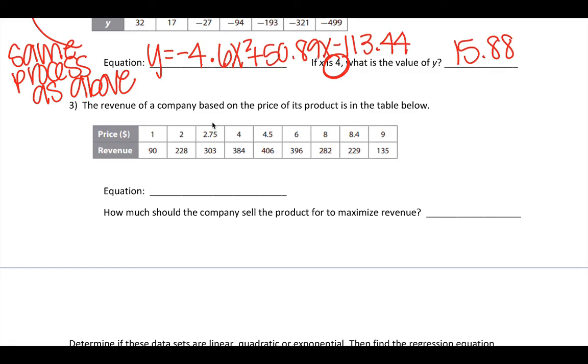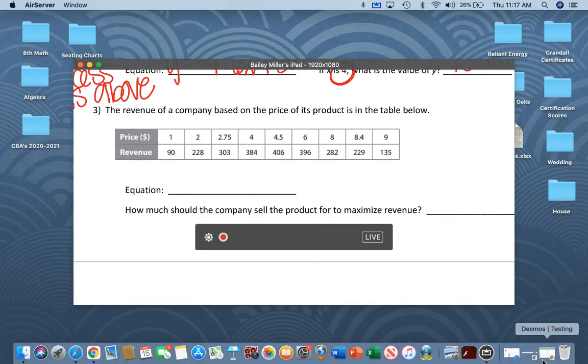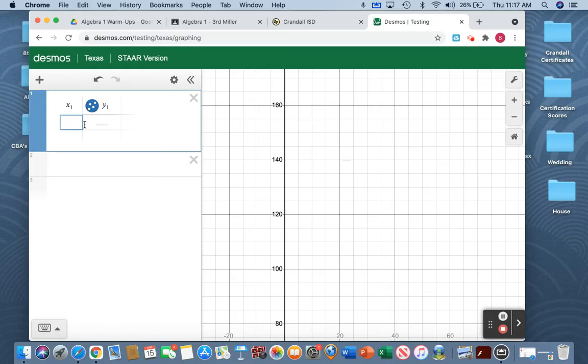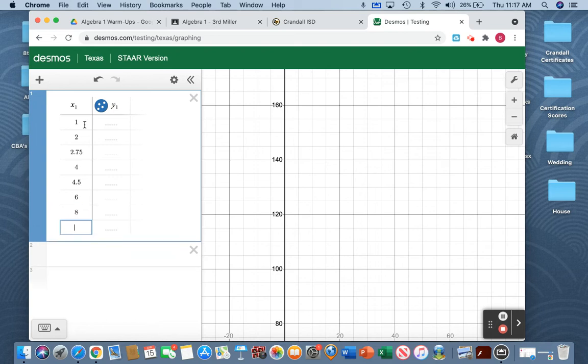So this next one is kind of the same, a little bit different. It says the revenue of a company based on the price of its table. We're still talking about quadratic. So I'm going to plug this all into Desmos. Table at 1, 2.75, 4, 4.5, 6, 8, 8.4, and 9.